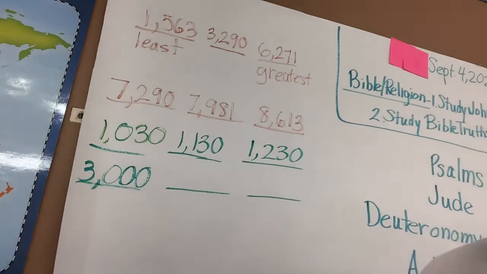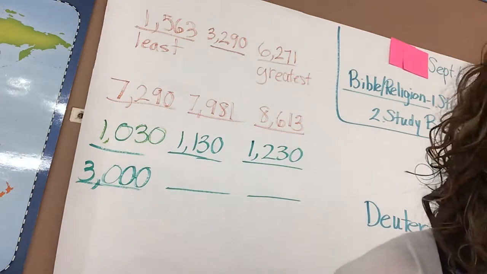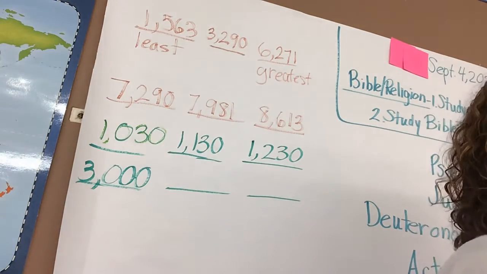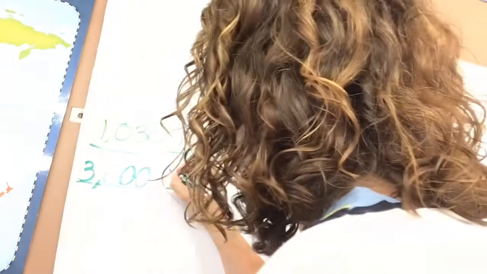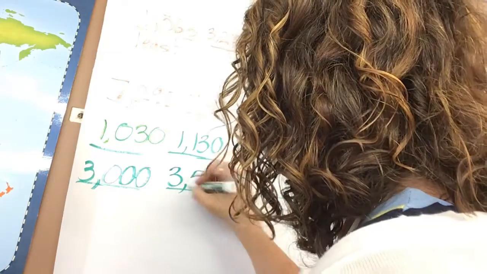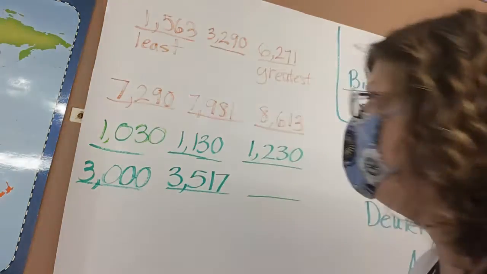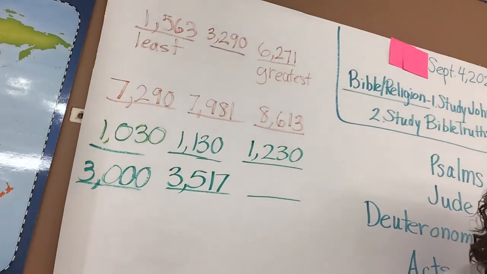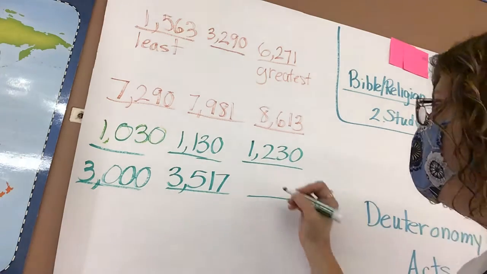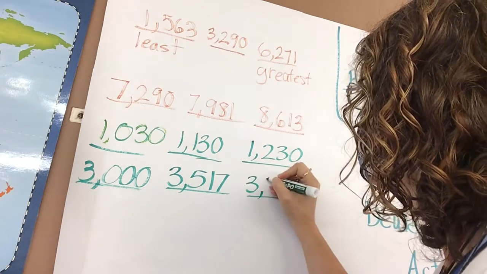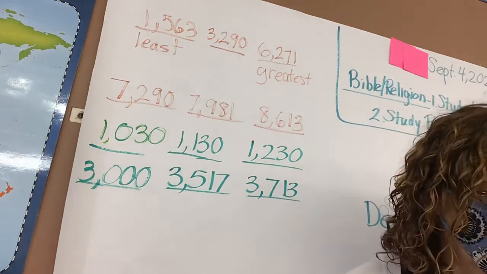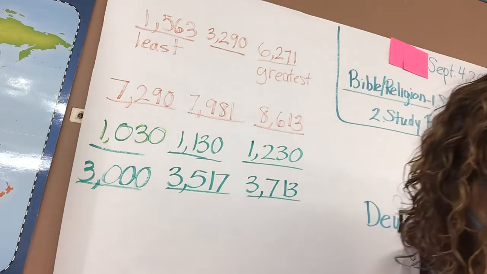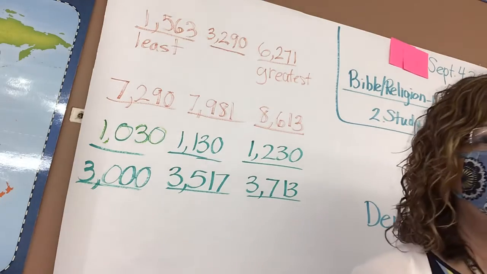All right, looking at the other two, we see a 3,500 and a 3,700. So which one's in the middle? 3,517 would be the one in the middle, and the greatest would be 3,713. All right, that brings us to the next section, where we'll be doing something different.